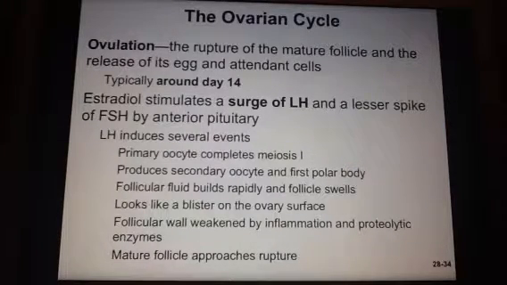Ovulation is where the mature follicle ruptures and the egg is released, typically around day 14. Again, it's different for different people. We have a surge of LH and a lesser spike of FSH by the anterior pituitary. And that high level of LH starts several events. It starts the primary oocyte to finish meiosis 1. It has the secondary oocyte and the first polar body, which again, we worked through in the last video. And then finally the mature follicle approaches rupture. So all of that is brought on by this surge of LH.